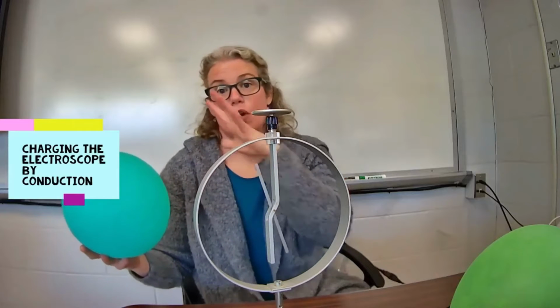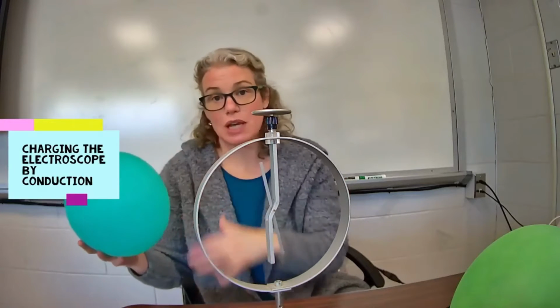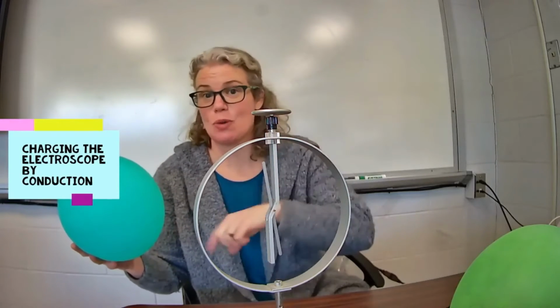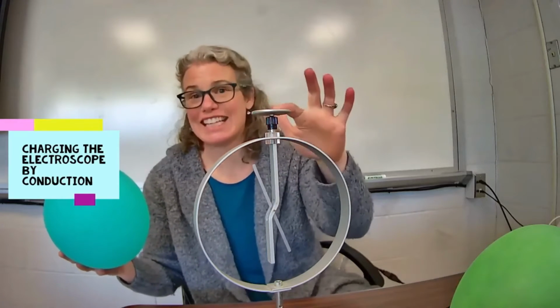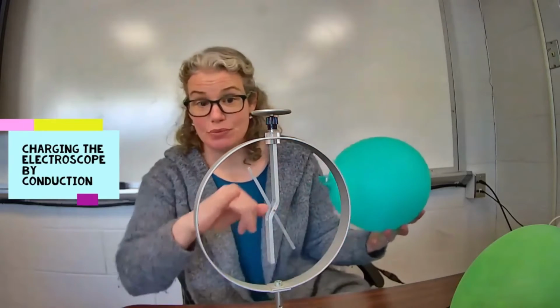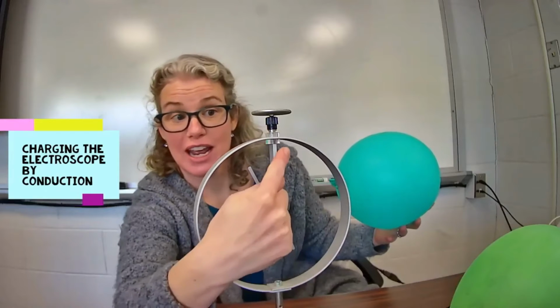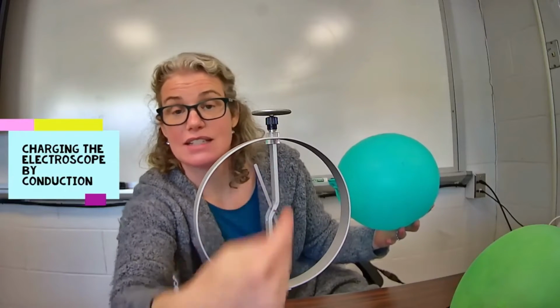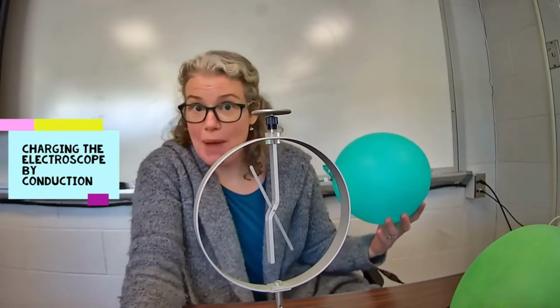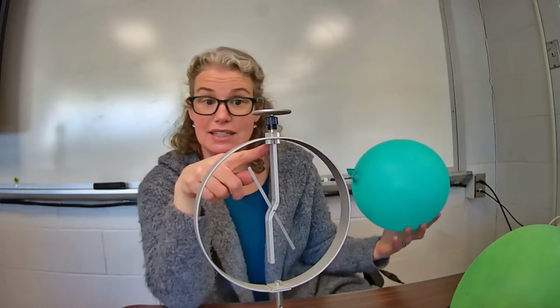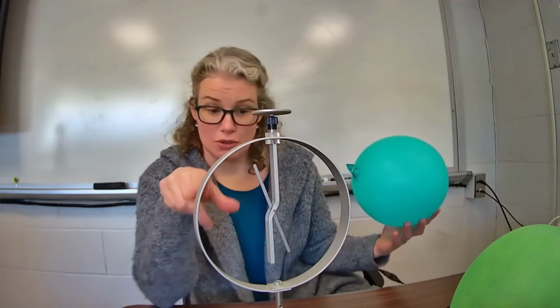So the charges that came from the sweater went to the balloon. Now the balloon has an overall negative charge. And then when I touched the electroscope, the charge transferred into the electroscope. So now this bar here has a negative charge, and this bar here has a negative charge. So they repel each other. You'll notice there's an insulator here, so the charge cannot enter this outer ring.